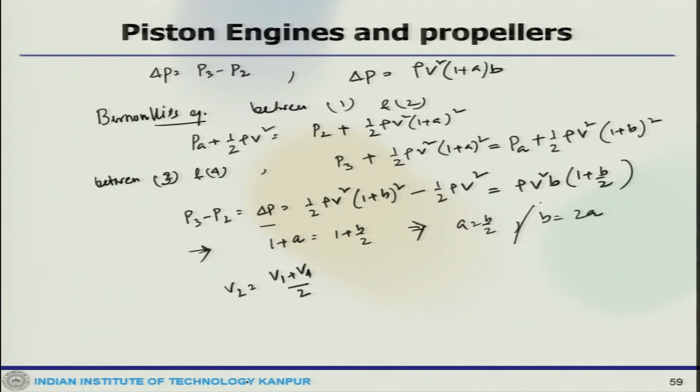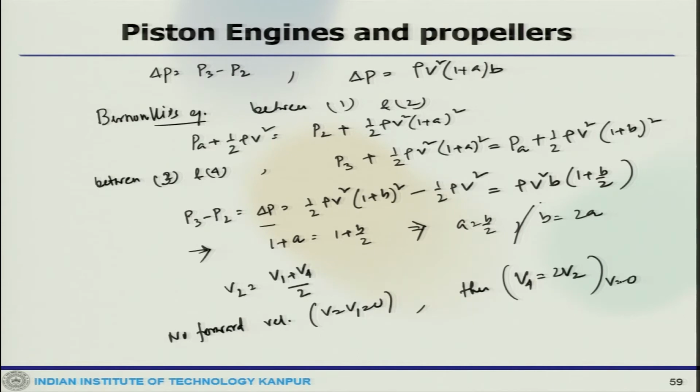Now, if you have no forward velocity, or rather 0 forward velocity, so V1 equals 0, then V4 equals 2 V2. So, this looks quite simple, but it is an important result. It means that at any speed including 0, one half of the final increase in velocity in the slipstream has already occurred at the rotor itself.